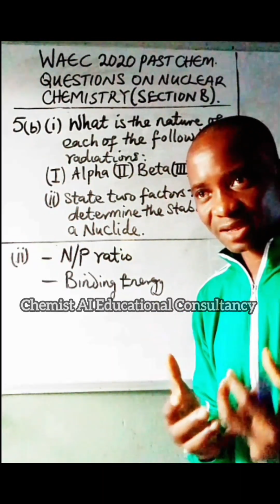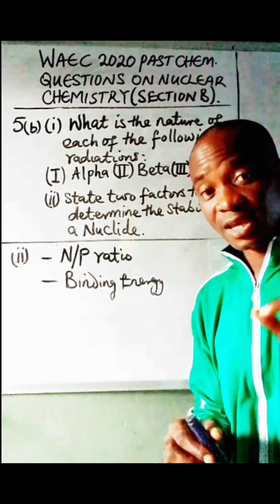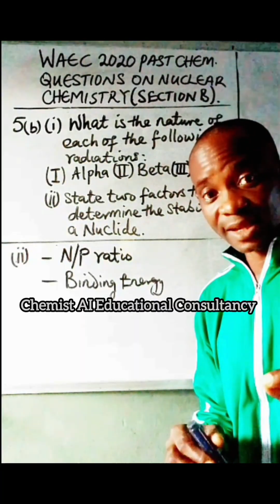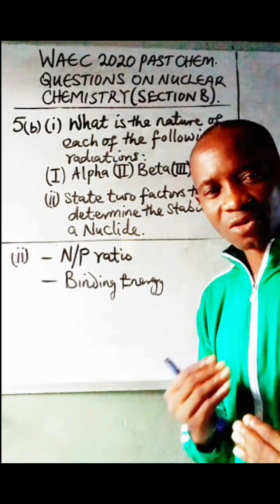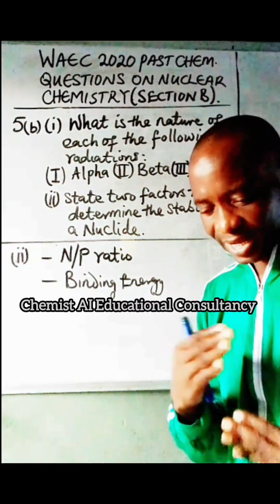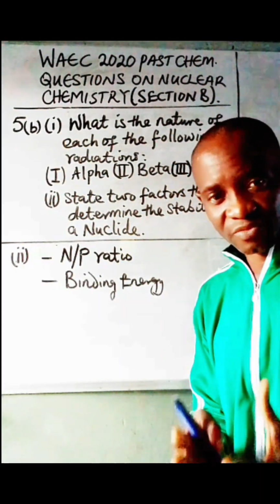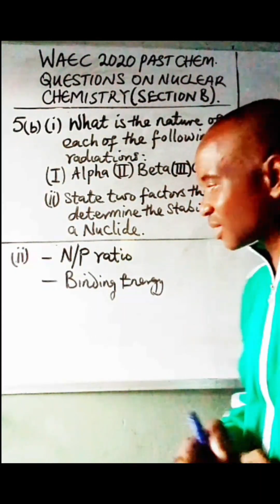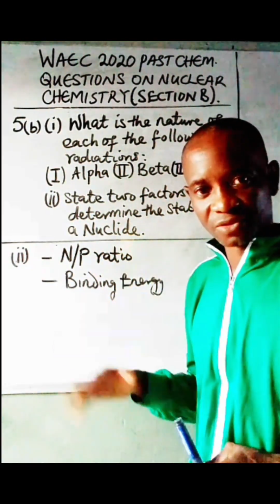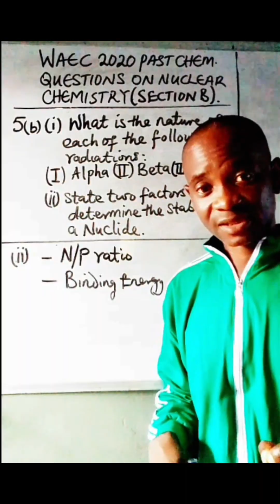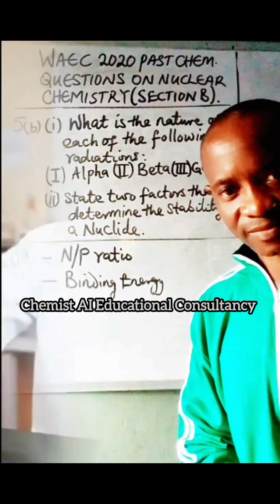And you know that radioactivity is a problem of instability. Once a nucleus is unstable, it will struggle to become stable, and that struggle leads to being radioactive. Now let me explain briefly what neutron-to-proton ratio implies and how it affects the stability of a nucleus.